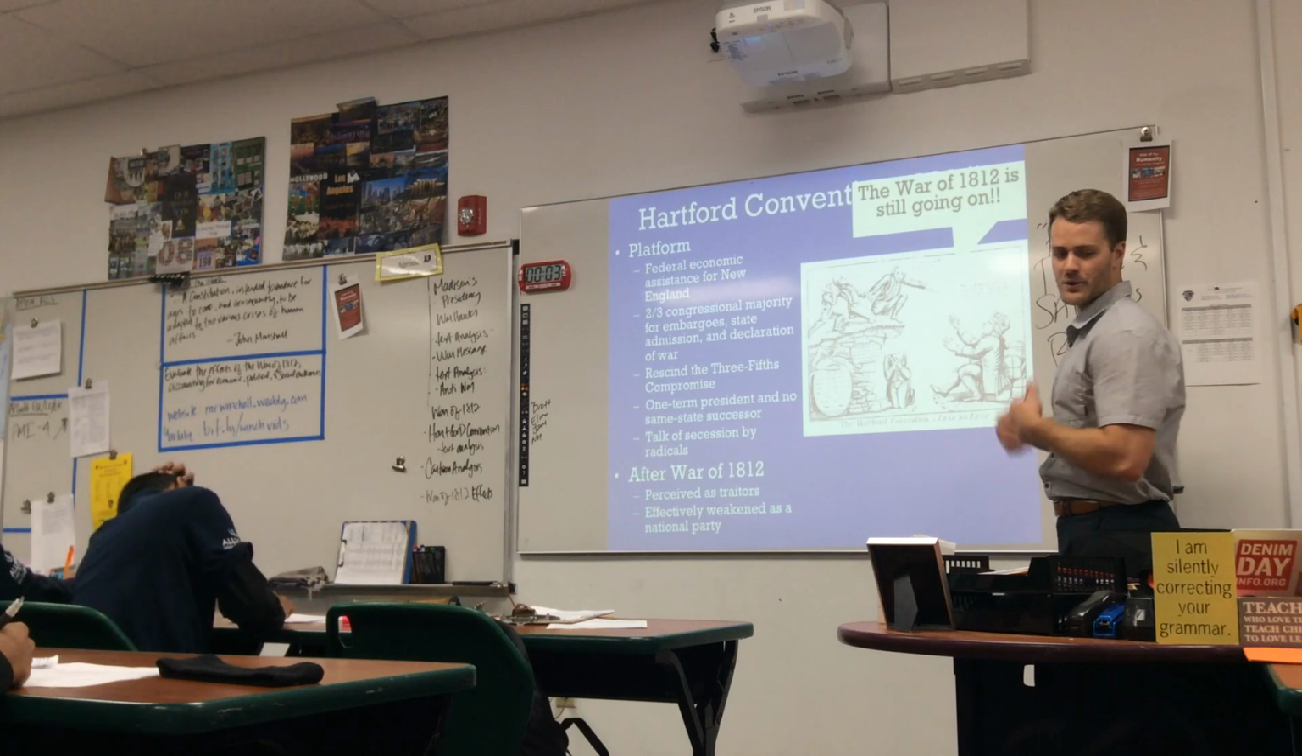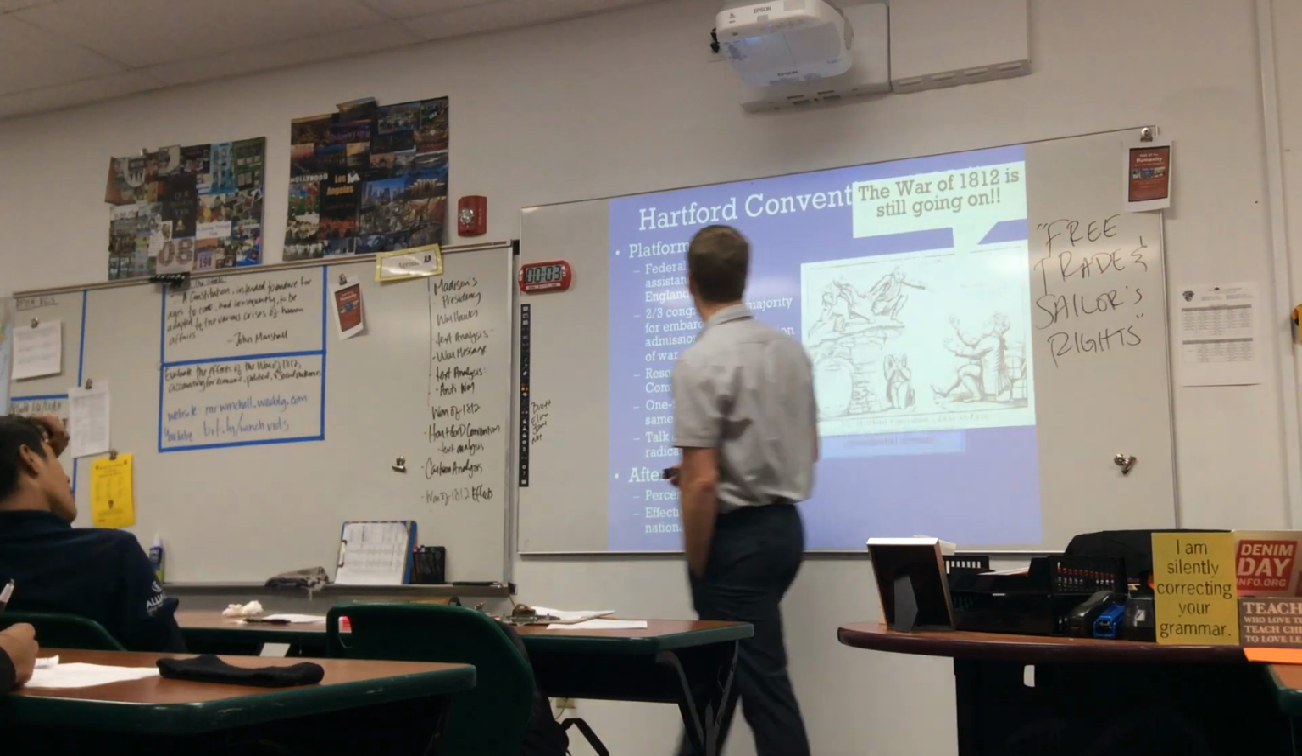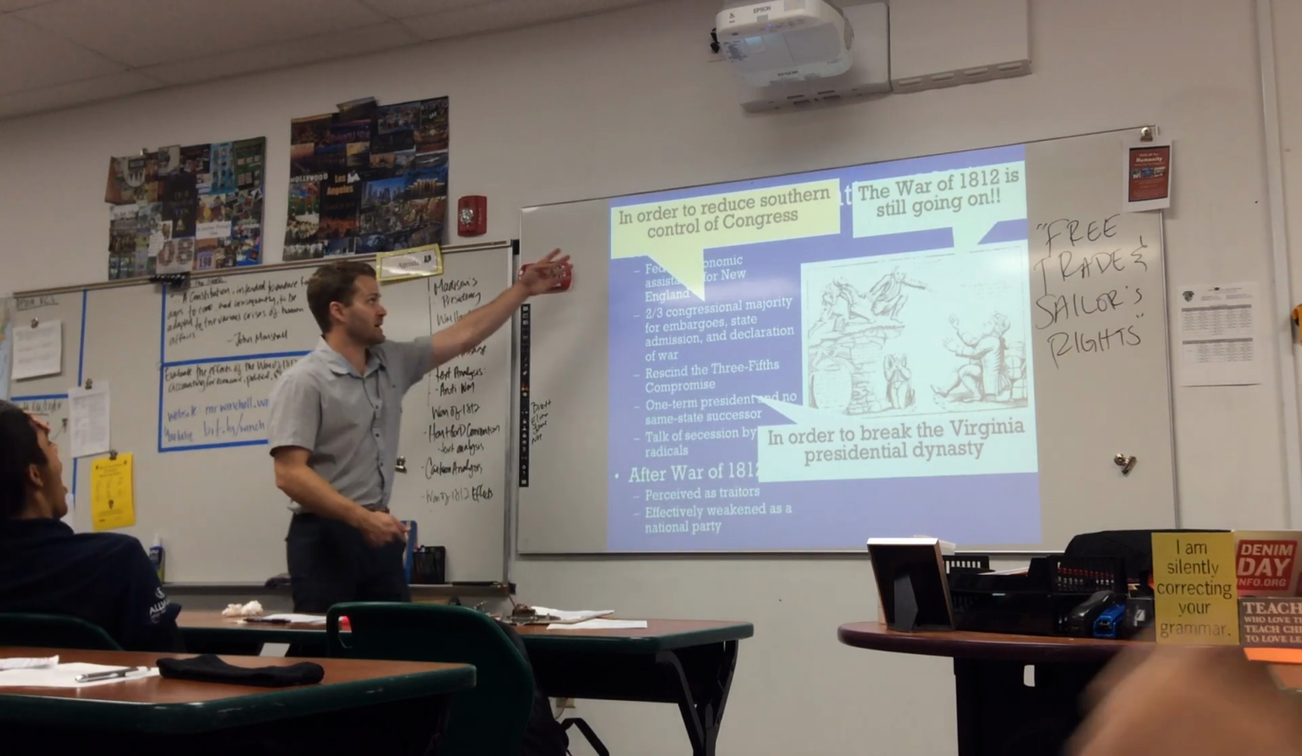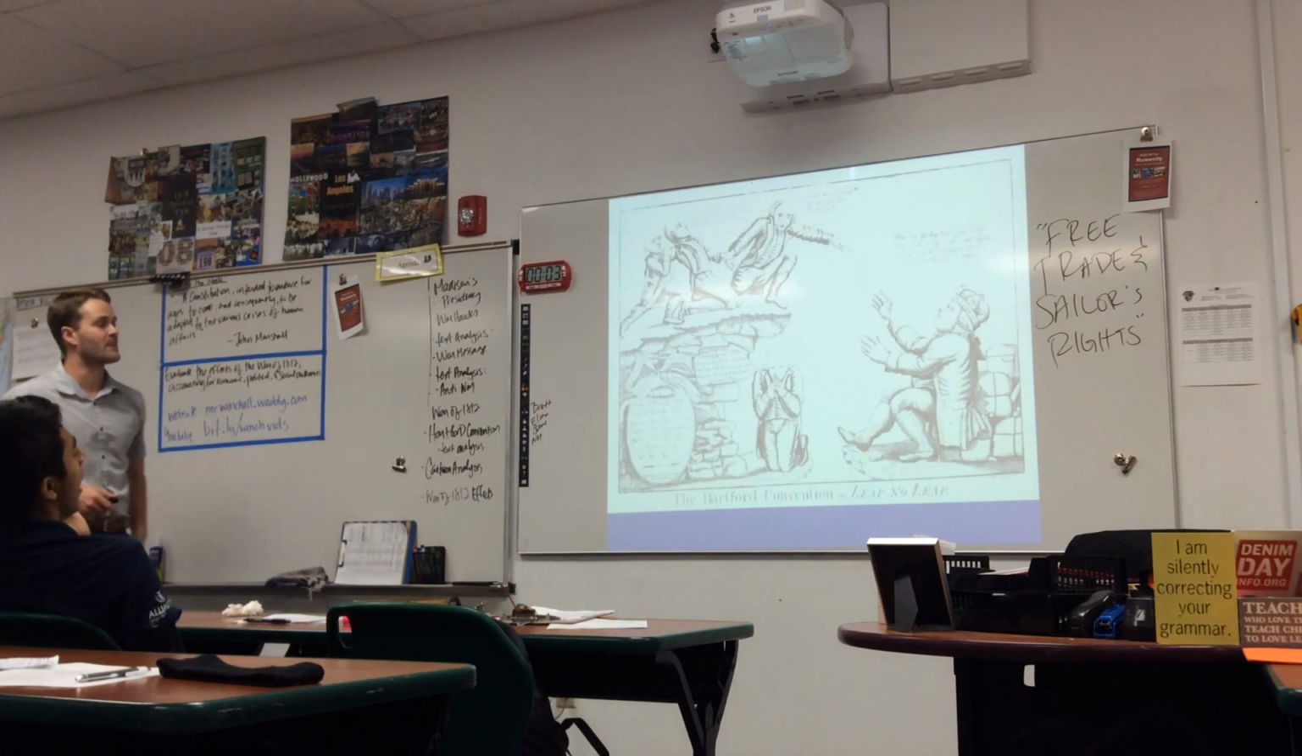Because all this is happening, the War of 1812 is still going on. They want to get rid of the Virginia dynasty for presidencies. They want to get rid of Southern control of Congress because of the 3/5 compromise.